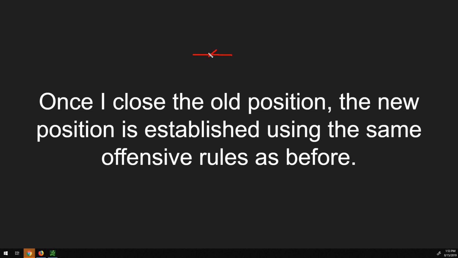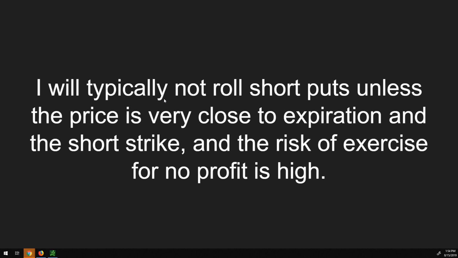Once I close the old position, there's no real magic here. Once I close this one, I'm just pretending that I'm adding another offensive cycle. So I'll go maybe another 30 days out, and whatever the distance is, I'll try to get this above resistance. Or if you're going to use a delta rule, say maybe like a delta rule of 20, or making sure I get at least a 1% return, whatever my offensive criteria is, I will use the same metrics to establish the new position.